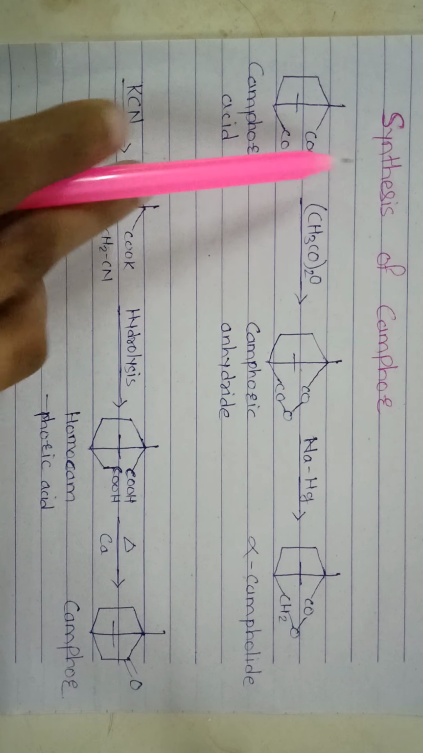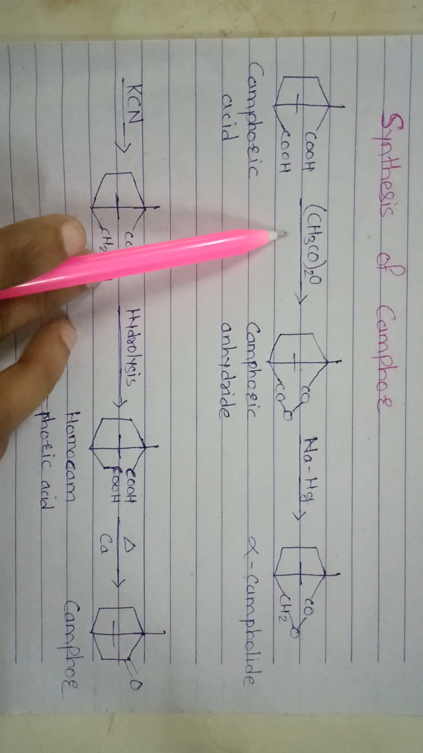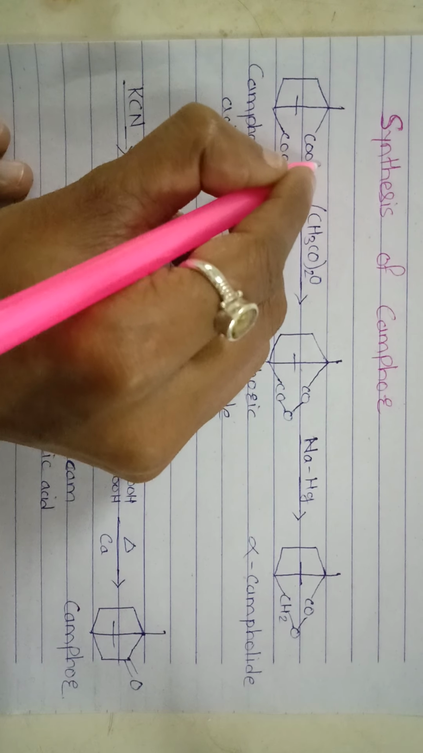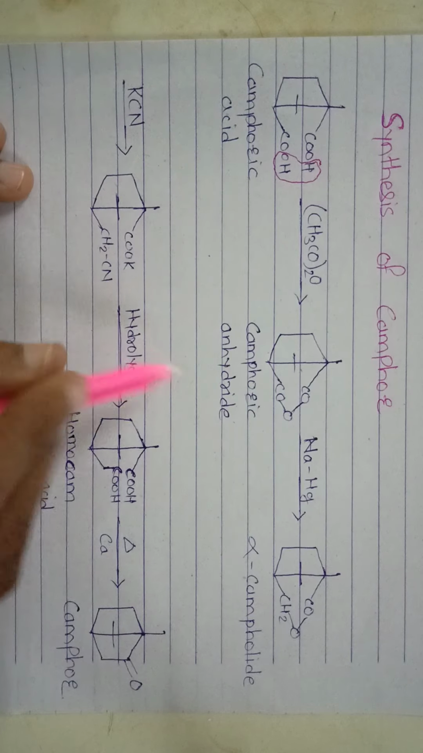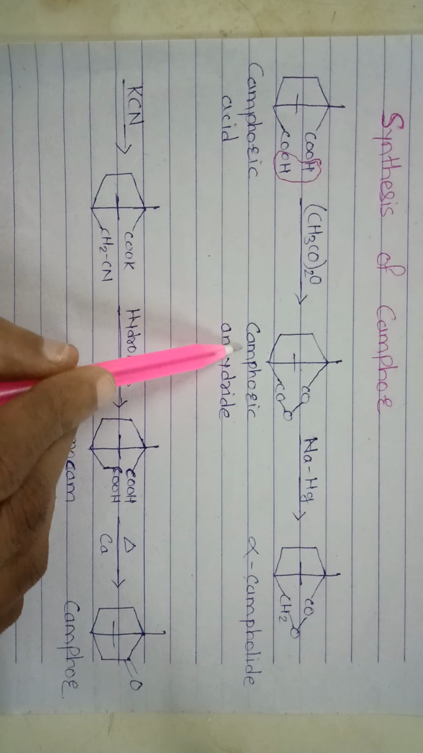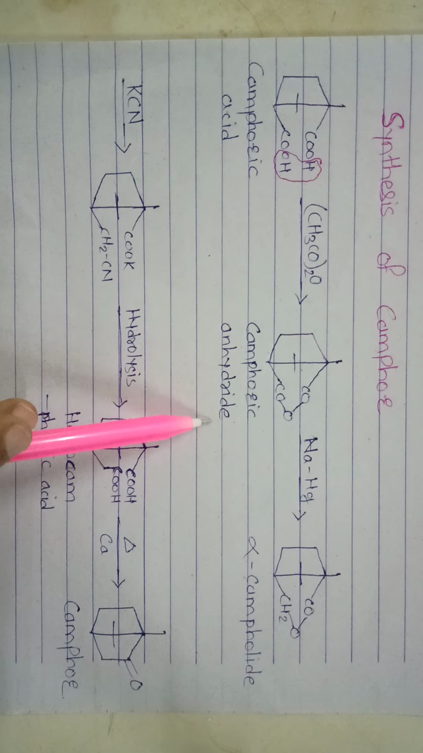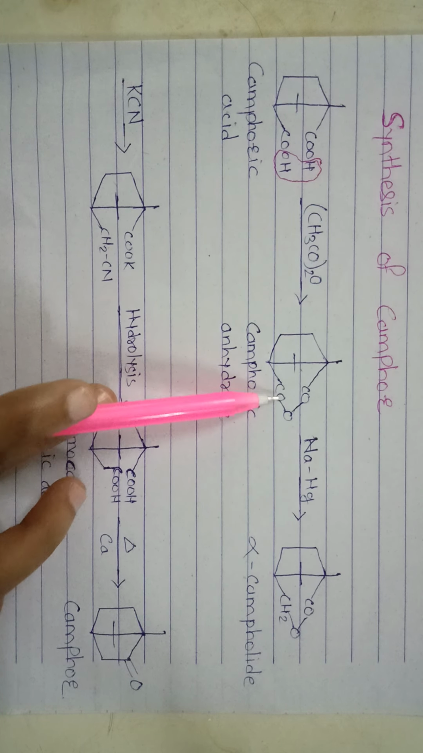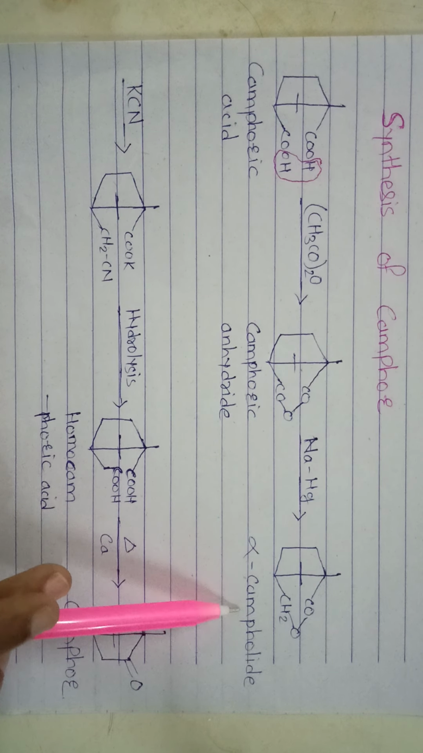The last synthesis is the synthesis of camphor. When camphoric acid is reacted with anhydride, it gives camphoric anhydride. The H2O molecule is removed and camphoric anhydride is formed. Then in the next step, the camphoric anhydride is reacted with sodium amalgam, then this carbonyl group is reduced and forms the CH2 group, giving the alpha campholide.